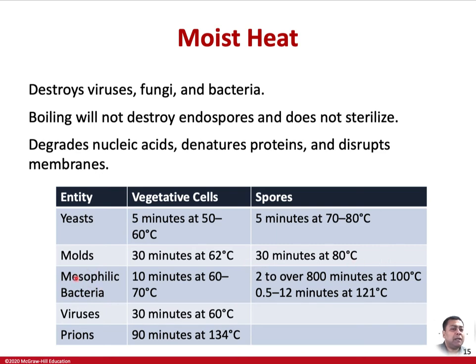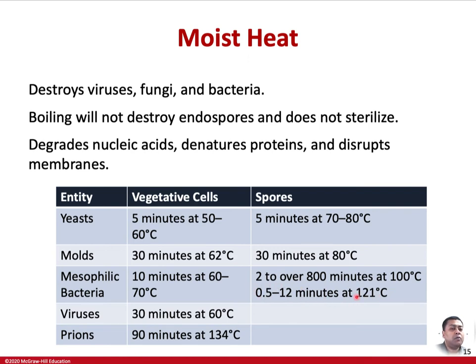Whereas for the mesophilic bacteria, the ones that grow at body temperature or around 40 degrees Celsius, 10 minutes at 60 to 70 degrees Celsius will kill all the vegetative cells. So boiling is great for these. But see that for endospores, 2 to over 800 minutes at 100 degrees Celsius. So this is very important. In boiling, you can easily understand that they can survive for a very long time in the boiling water. On the other hand, you can see that they are viable for only about half a minute to about 12 minutes at 121 degrees centigrade.